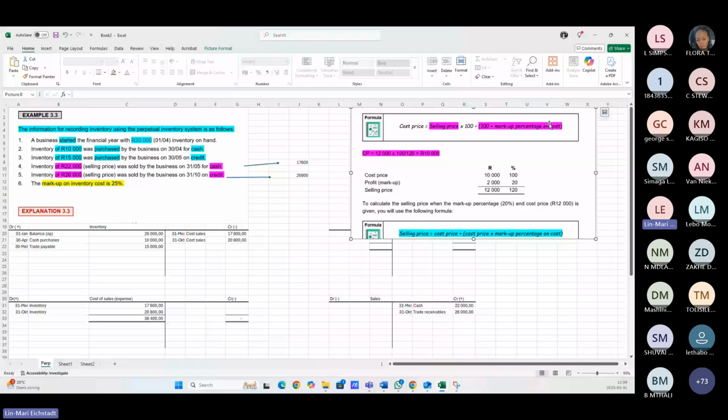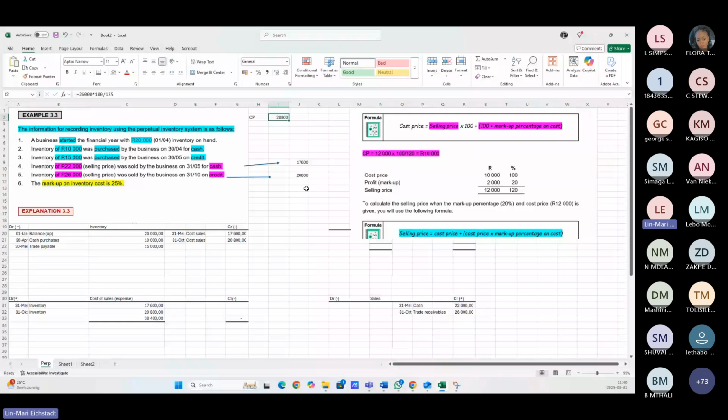If we fill in the blanks, meaning we want to work out our cost price, we have to use our selling price, which is the 26,000. That 26,000 we multiply by 100, which is our cost. Our cost is always 100, and we divide it by the cost plus the markup. So 100 plus the 25 is 125. That gives you your 20,800.